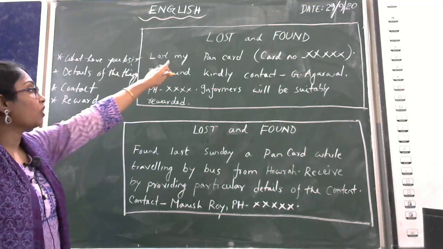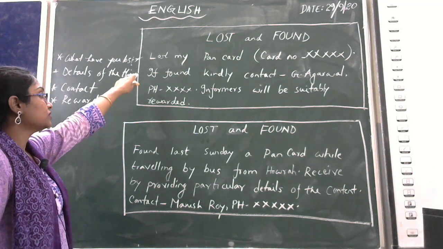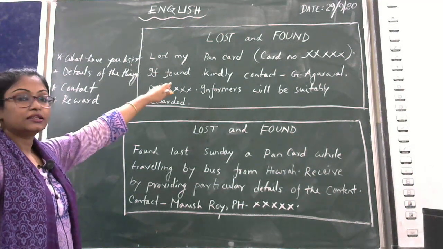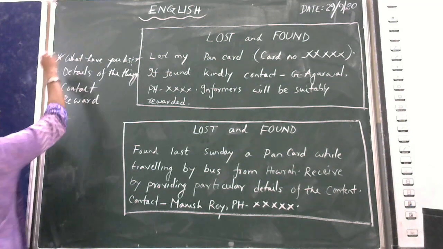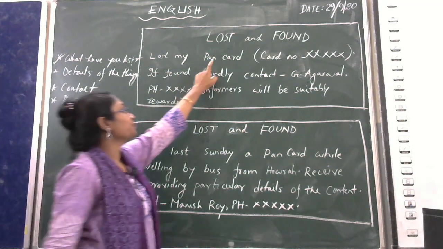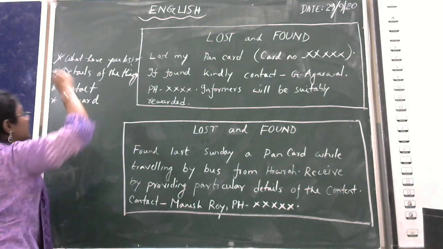Now, the title I have already mentioned, lost and found. Now, lost my PAN card. What have I lost? PAN card. So PAN card I have mentioned. Next one is the details of the thing.